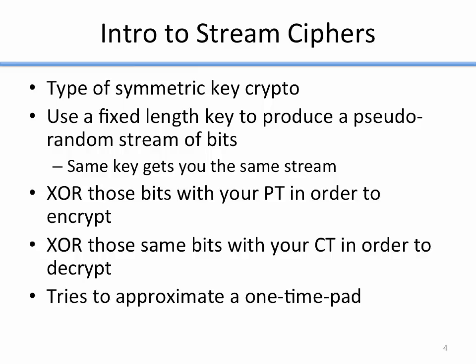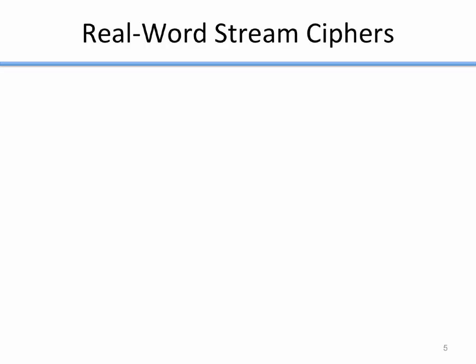So in many ways, a stream cipher is trying to approximate a one-time pad, which, as you remember, is where you choose a totally random key that's just as long as your message. In this case, instead of choosing a key that's as long as your message, we're going to choose a much shorter key, and then we're going to use that with the stream cipher to produce this big stream of bits that is as long as the message. So this is not provably secure like a one-time pad, but in practice it seems to do fairly well.